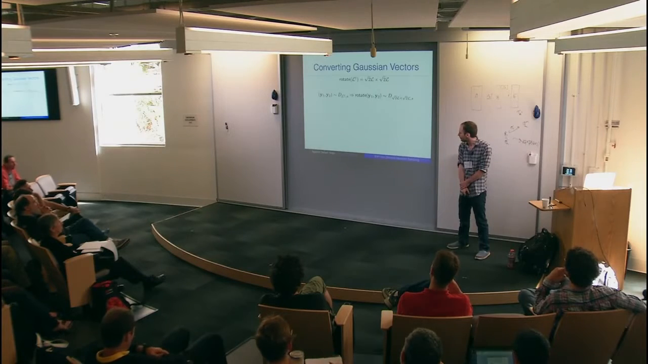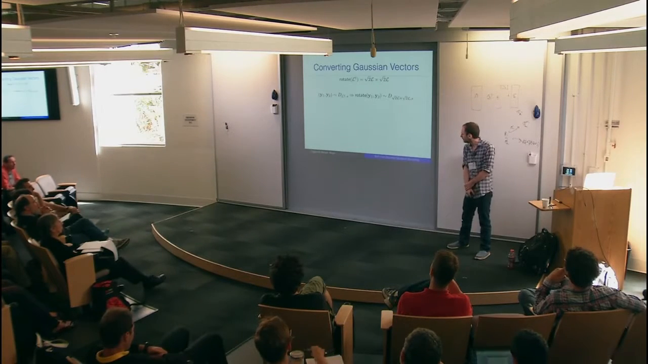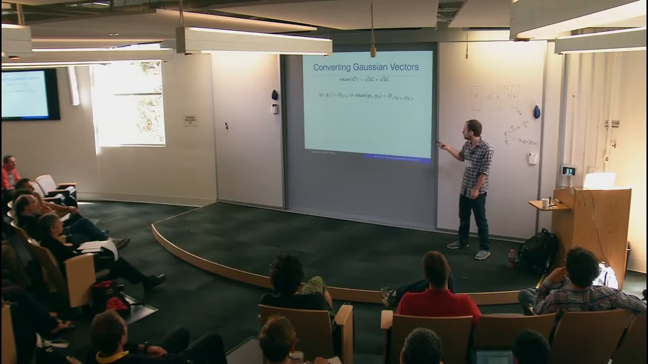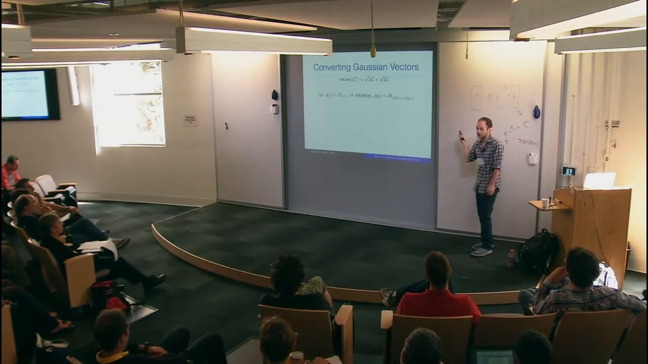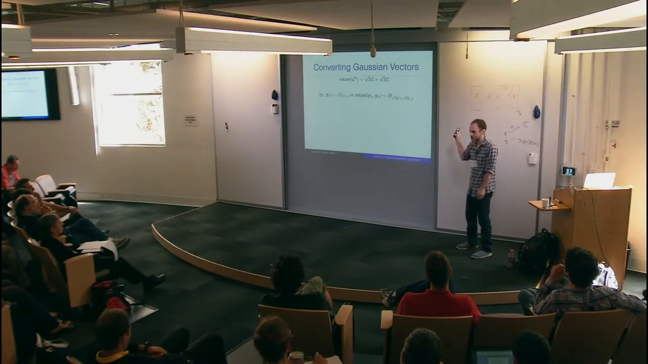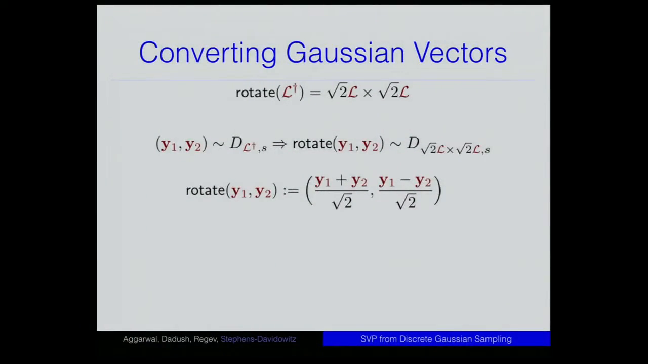So if I take y1 and y2 from the discrete Gaussian over L dagger, and I rotate it, this means I get the discrete Gaussian over this product lattice. And this is just saying that the discrete Gaussian is invariant under rotation. Gaussian measure is invariant under rotation. Now I can just write down what this rotation is. This is the rotation that I just showed you. The first coordinate is y1 plus y2 over square root 2, and the second coordinate is y1 minus y2 over square root 2. And the thing to notice is that the first coordinate looks a lot like an average. It's just scaled wrong.